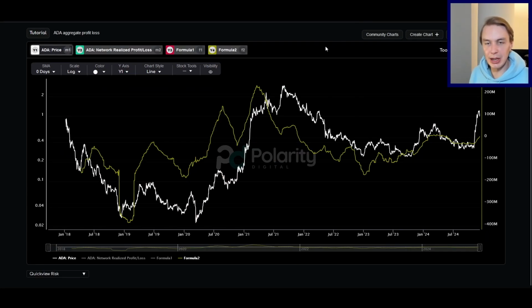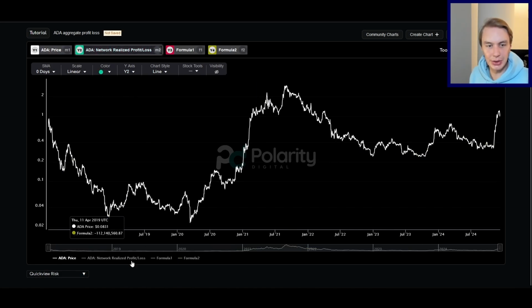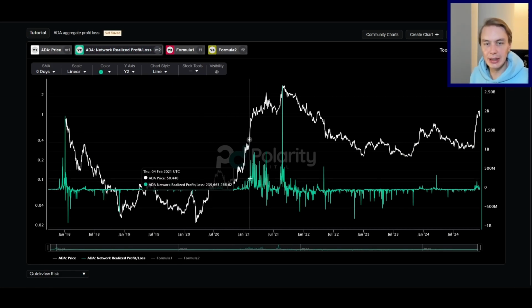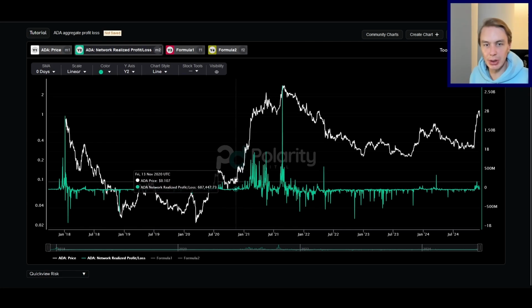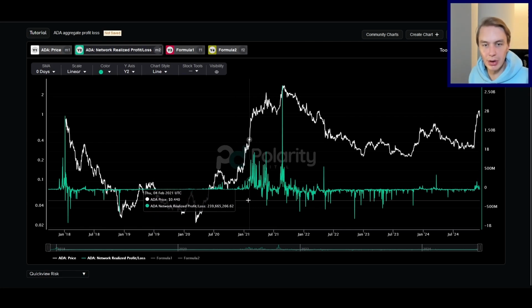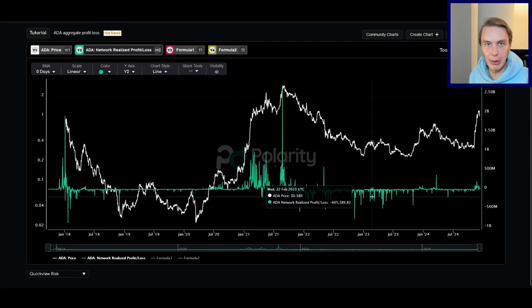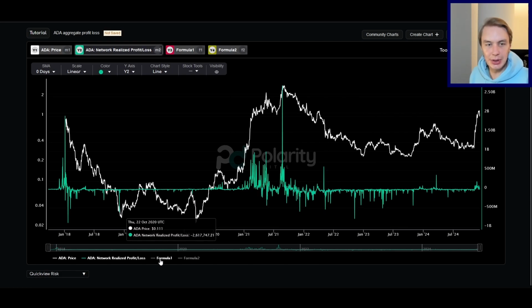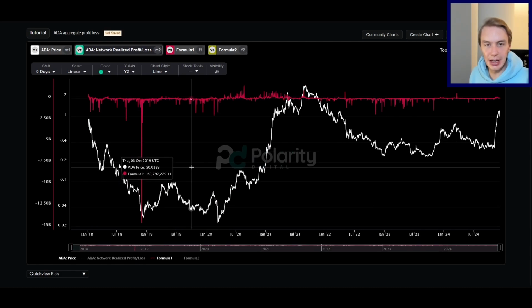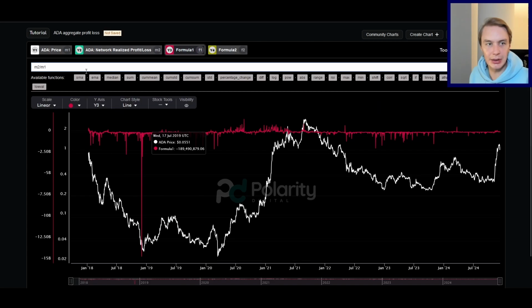Now, another piece of data we can look at to give us also useful insight is looking at the network realized profit and loss. So I'm actually going to go ahead and pull that up here first. This is just basically in US dollar amount. What is the amount of profit or loss that's being realized on the network? So what I like to do is actually denominate it instead in ADA. So basically to do that, the formula is just take the network realized profit or loss and divide it by the price of ADA.